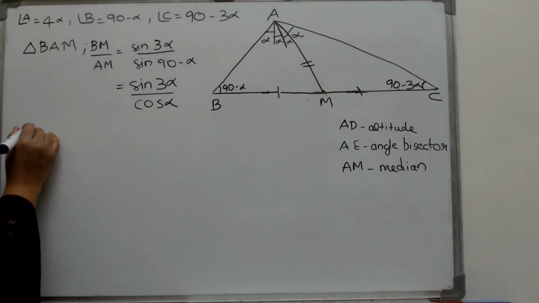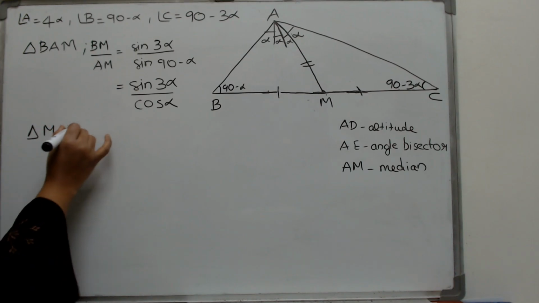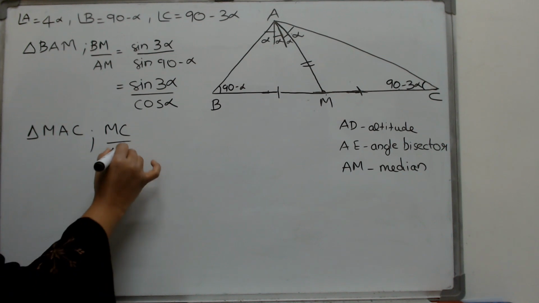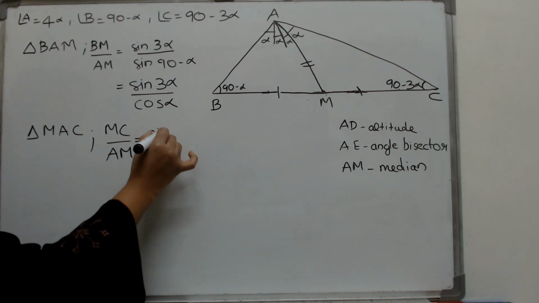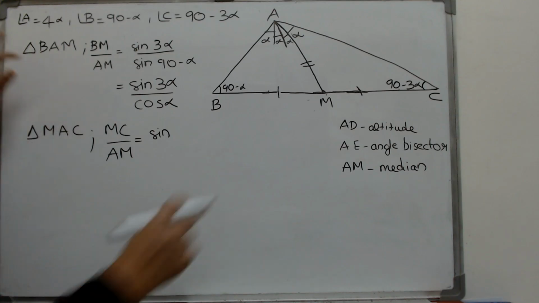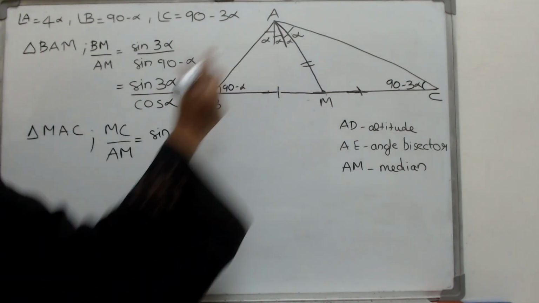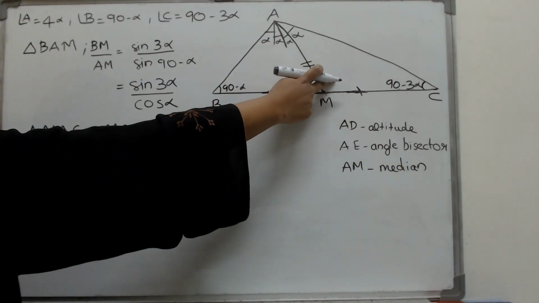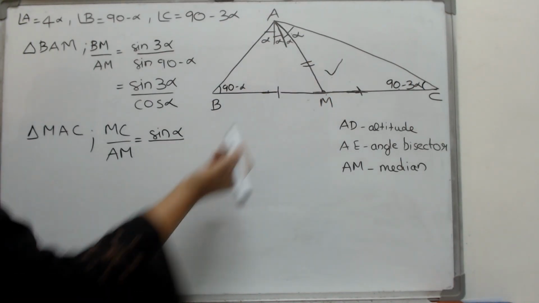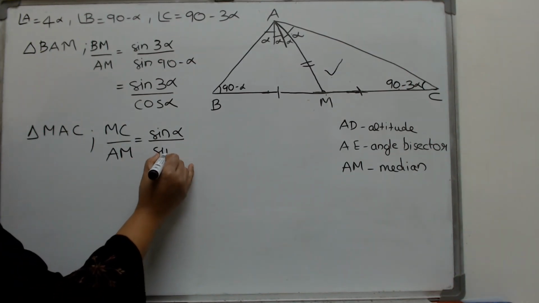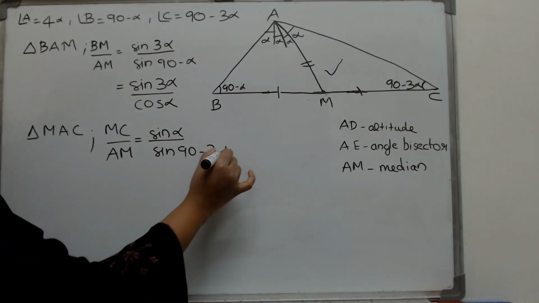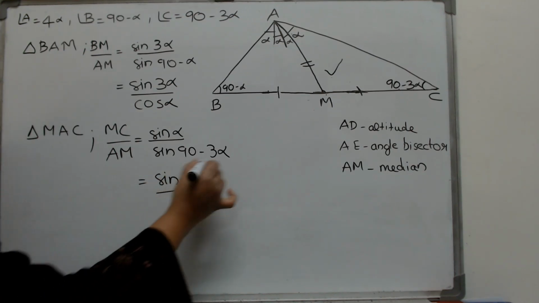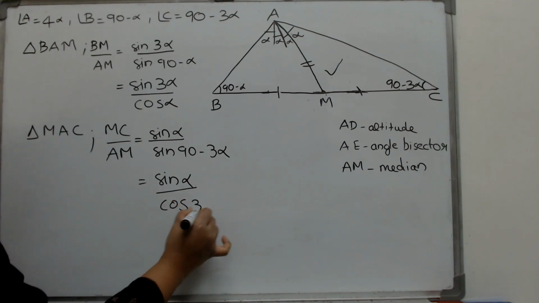Now similarly, go to the triangle MAC. What do we notice there? MC by AM will be equal to the sine of the angles opposite to them. Opposite to MC, what angle do you have? You have sine alpha. And opposite to AM, which angle do you have in this triangle? Now we are dealing with this triangle. It is going to be sine 90 minus 3 alpha again. Sine A minus B, you will get this whole thing is equal to cos 3 alpha.